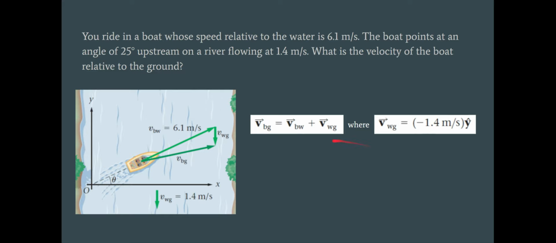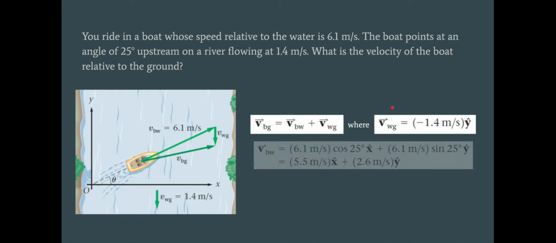Okay, but now we need information for the velocity of the boat on the water. And because it's headed at an angle of 25 degrees, we know that this is going to have both an x component and a y component. So we're going to have to solve for both of those. And we're going to do this just the same as we were doing earlier. We're going to be using the fact that x is equal to the magnitude multiplied by the cosine of theta, and y is equal to the magnitude times the sine of theta. So let's just plug in our information.